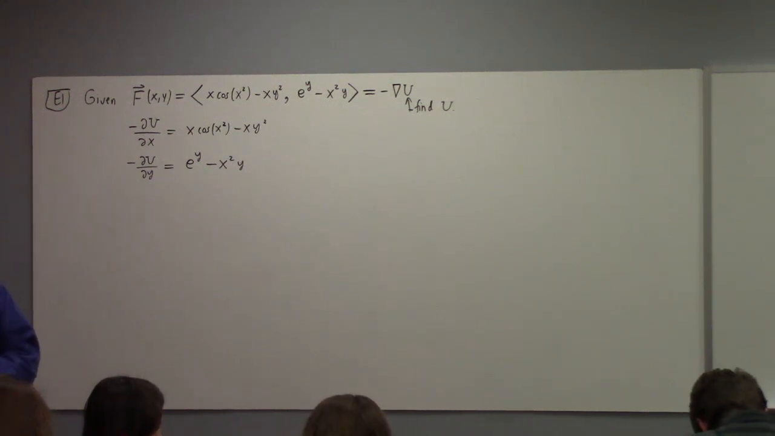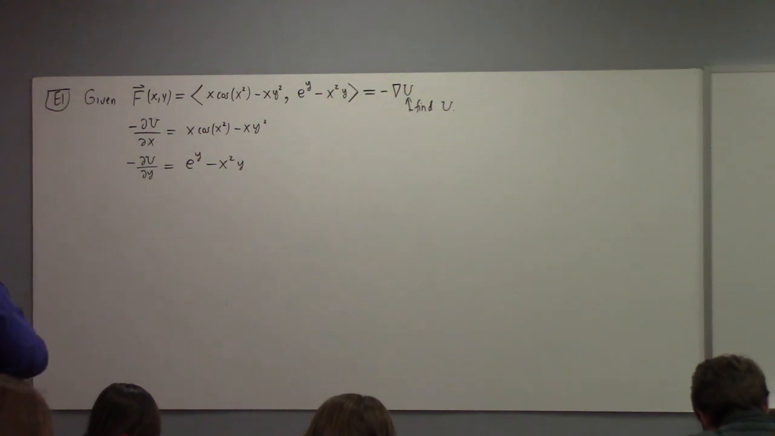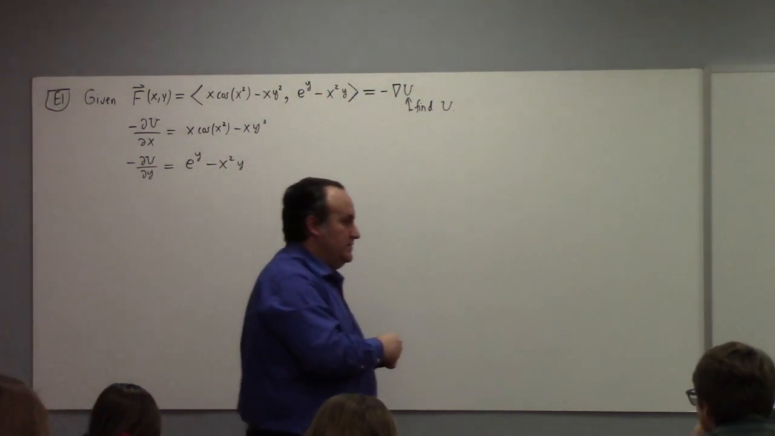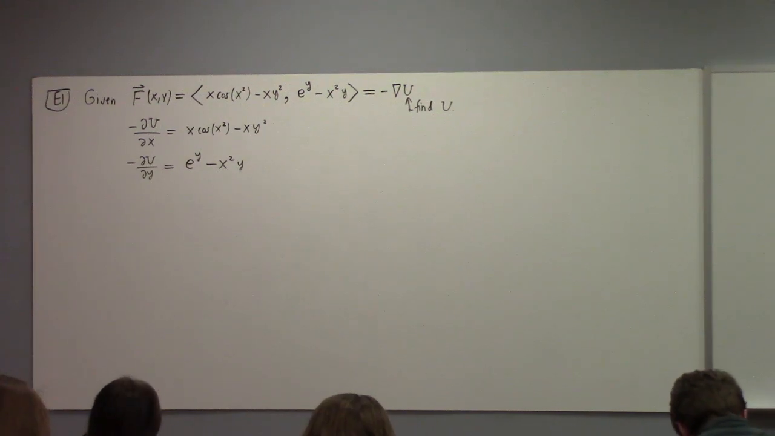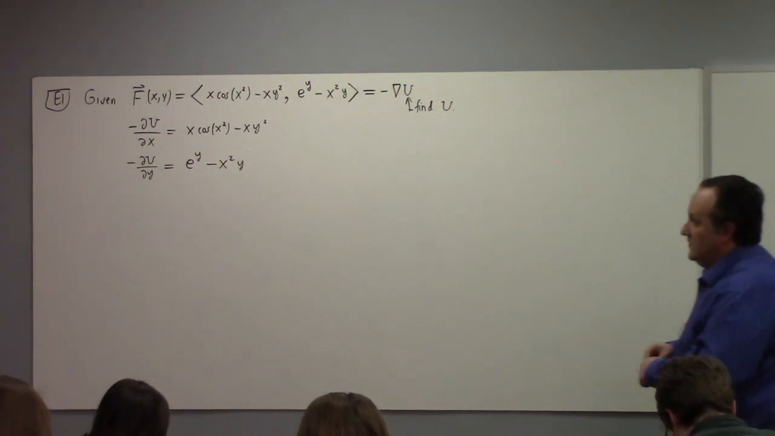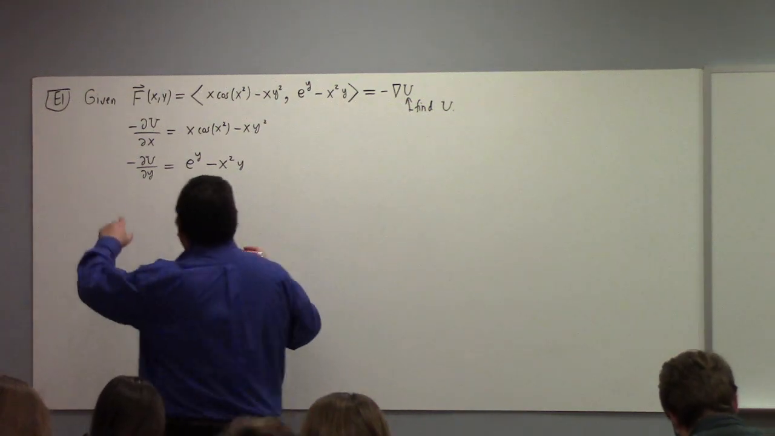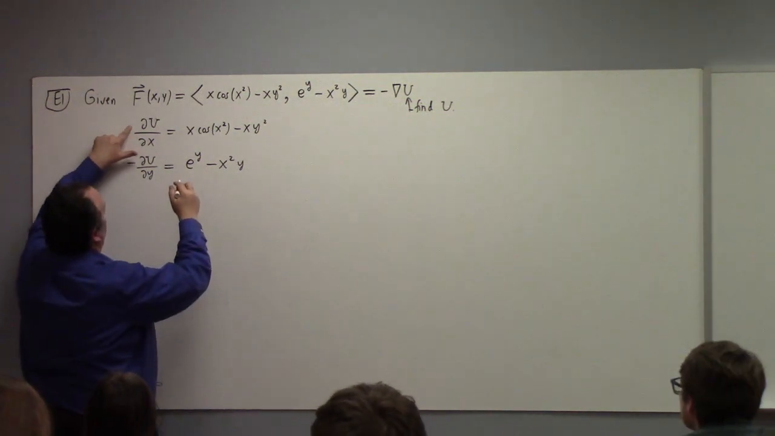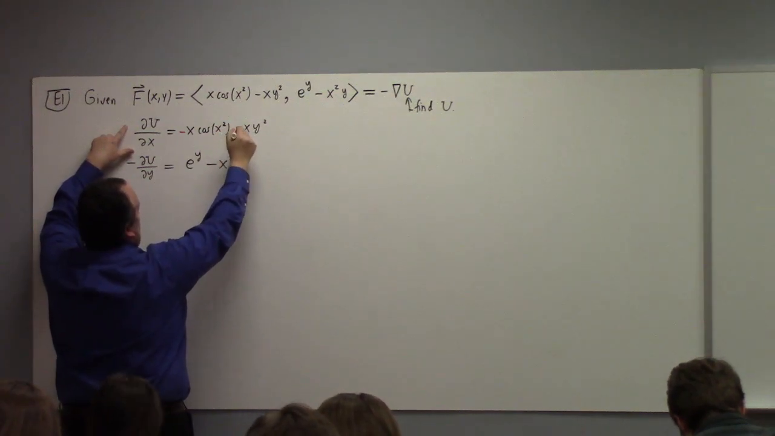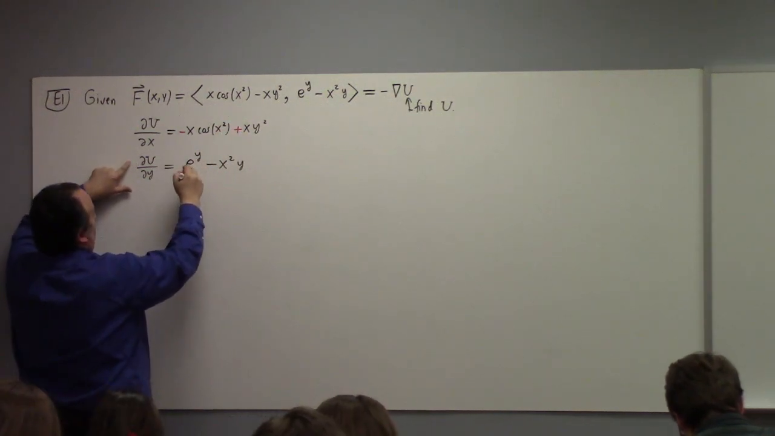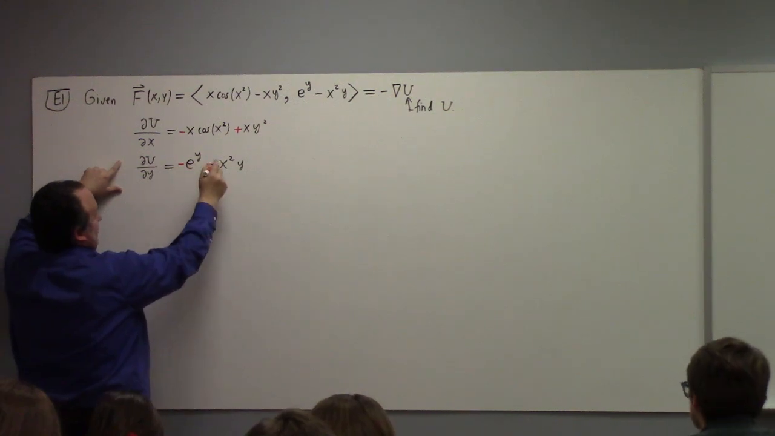Now, I personally like to put the minus on the other side. So let's just go ahead and do that. Watch carefully here. I'm about to erase this minus here and put it over here, which makes this a plus. I'm going to erase this one. That puts a minus here. It makes this a plus.